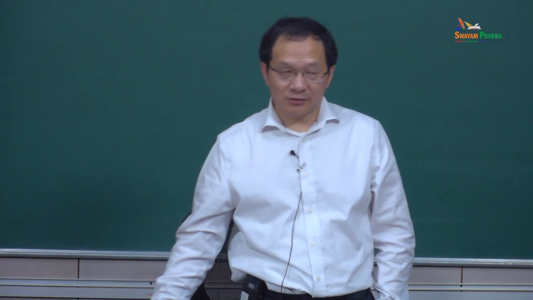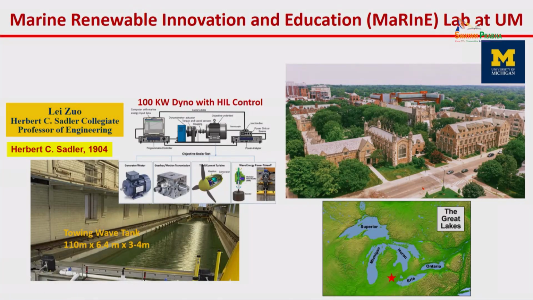So as I mentioned to you, my research lab we call the Marine Renewable Energy Innovation and Education Lab. The University of Michigan is an Ivy League level public Ivy in the United States, right? It has been in the top 3 public universities, and it is a beautiful place, especially in the fall season, September like that. Winter time, you get a chance to see snow, right? And in Madras, you never get a chance to see the snow.